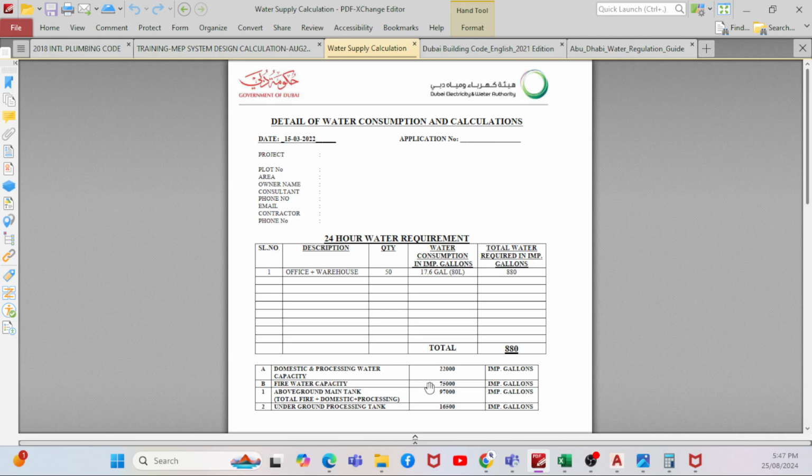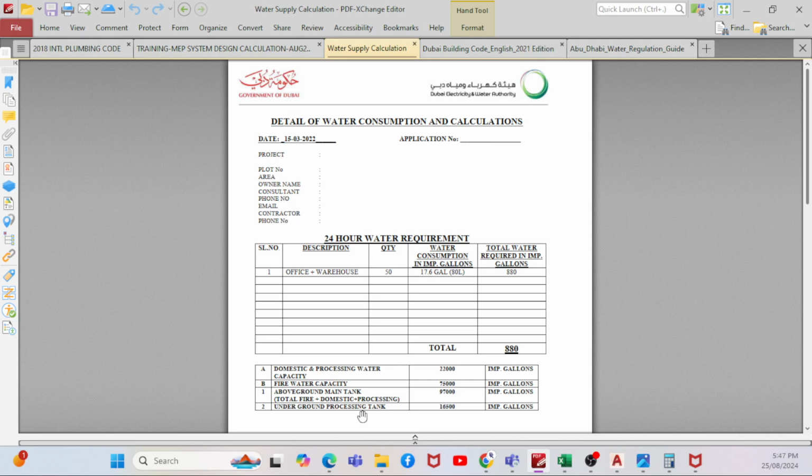Fire water tank capacity. Fire needs water. Above ground main water tank, for example, is total fire plus domestic plus processing. So you are going to add 880 plus 22,000 plus 75,000, a total of, say for example, 97,000. Here they have mentioned domestic and processing water. That means 880 plus the chilled water makeup requirement, so that addition gives you 22,000 gallons. Then for fire water, 75,000 gallons. So when you add together, you have 97,000.